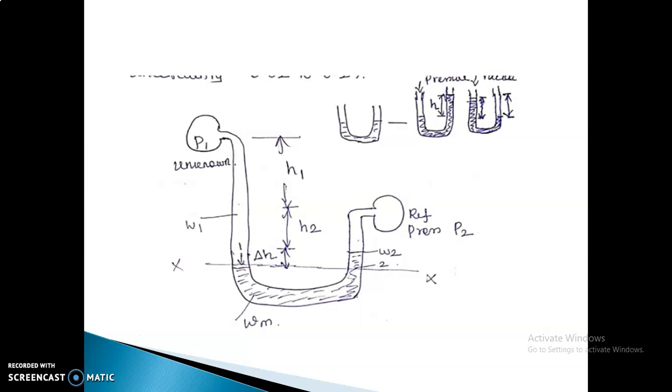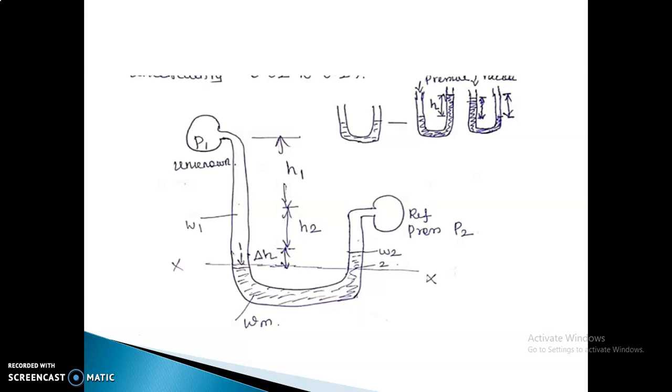And the height of the liquid of your pressure, which is unknown, it is H1. And the variation that is going to happen, that is your H2. It is referred with your reference point towards your manometric fluid, that is H2. And del height is the difference between the datum line and the rising part. And W2 is the specific weight of the reference pressure, or of your right limb. Then Wm, which is nothing but the specific weight of the manometric liquid.